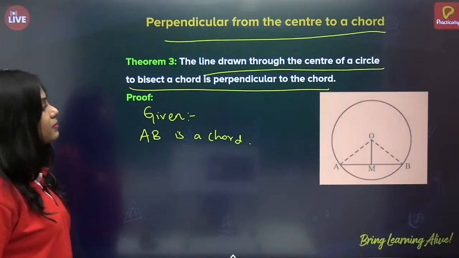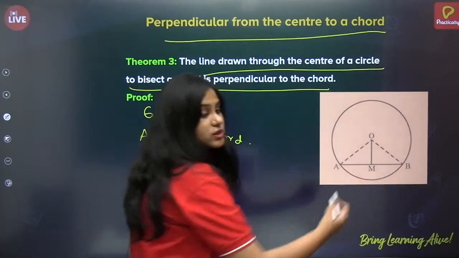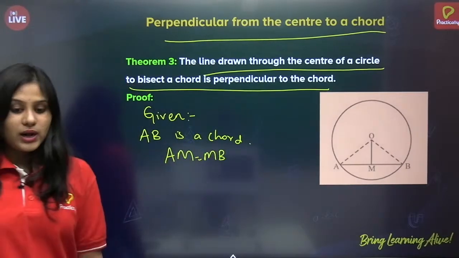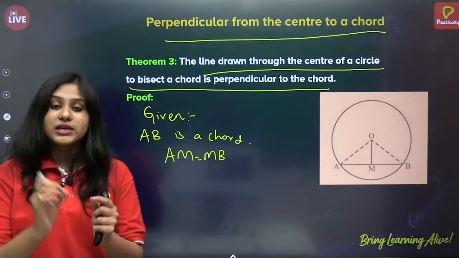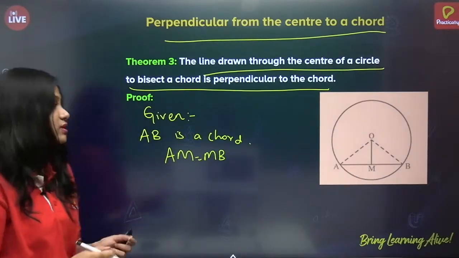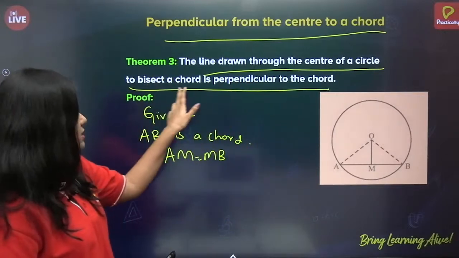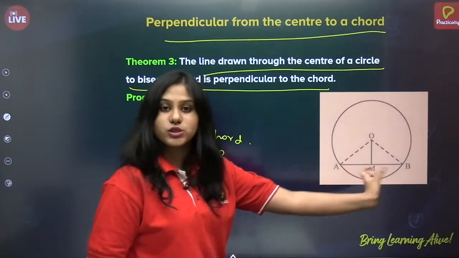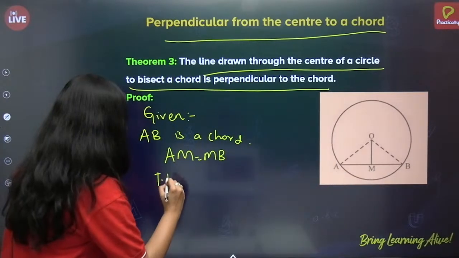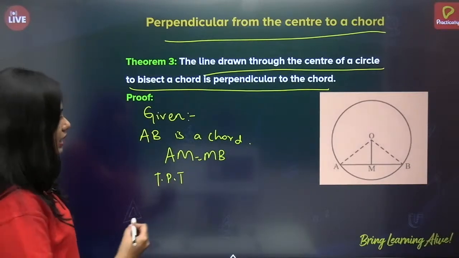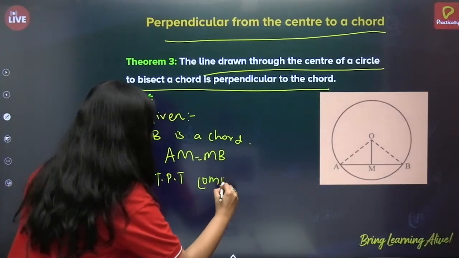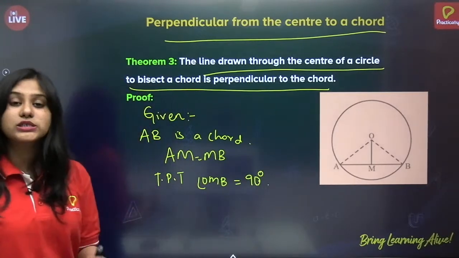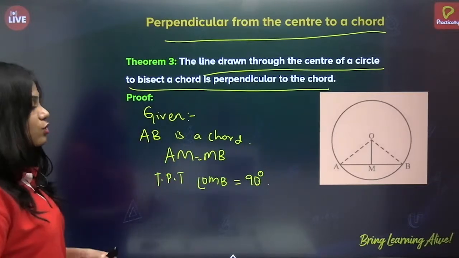And to bisect a chord, that is AM is equal to MB. Now again, what is meant by bisecting? It is dividing into two equal halves. So here it is given that OM is bisecting the chord, that is AM is equal to MB. What do we have to prove? We have to prove that angle OMB is equal to 90 degrees. That is, we have to show that it is perpendicular. Correct? So how do we prove it?